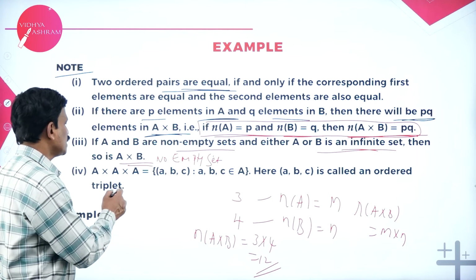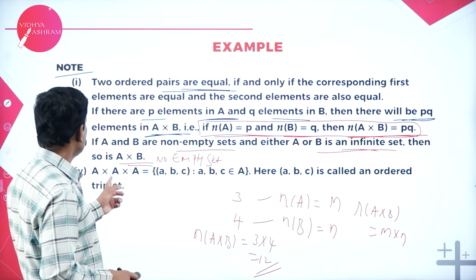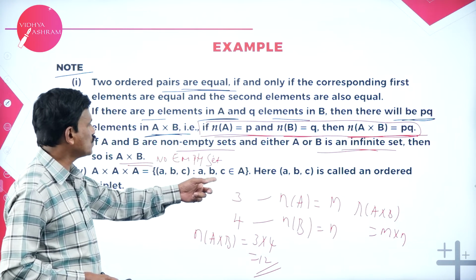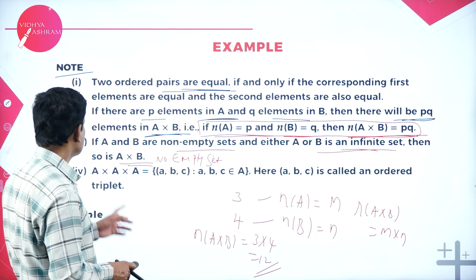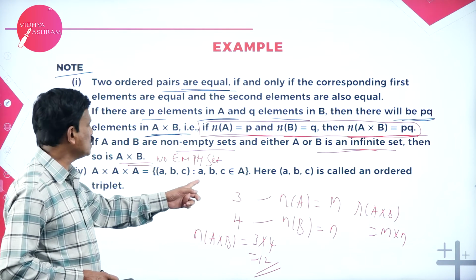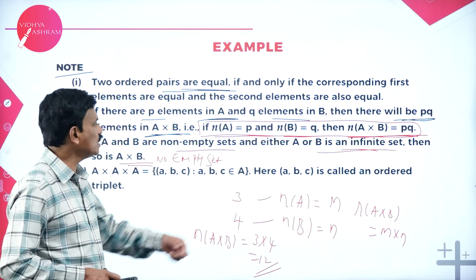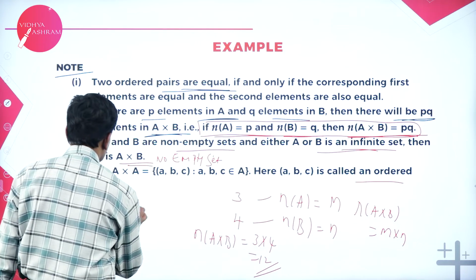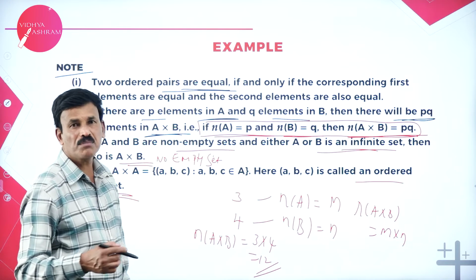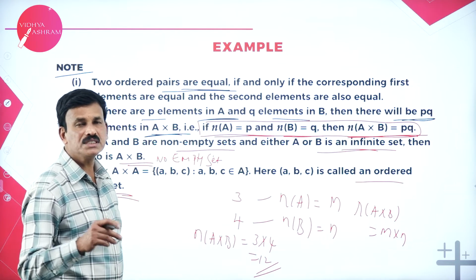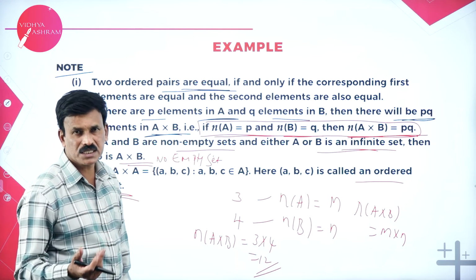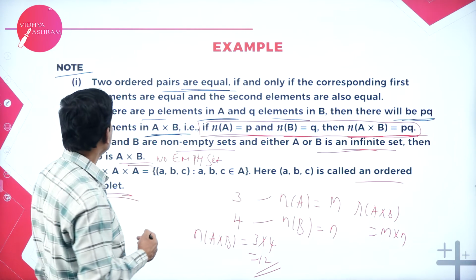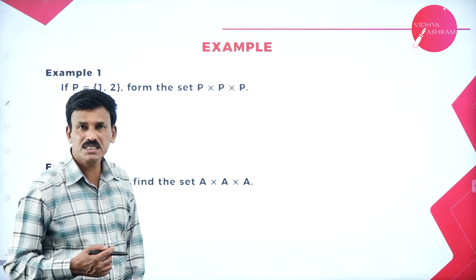Now, A cross A cross A is nothing but (a, b, c), where a, b, c belong to A. So, for a set A, (a, b, c) such that a, b, c belong to A is called an ordered triplet, which represents the coordinates in 3D: x-axis, y-axis and z-axis. So, these are the properties of ordered pairs. Let us come to an example.